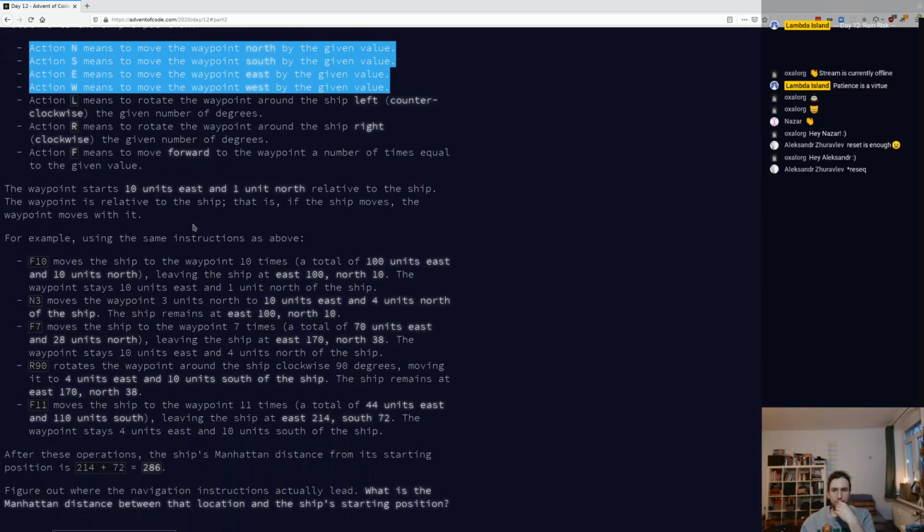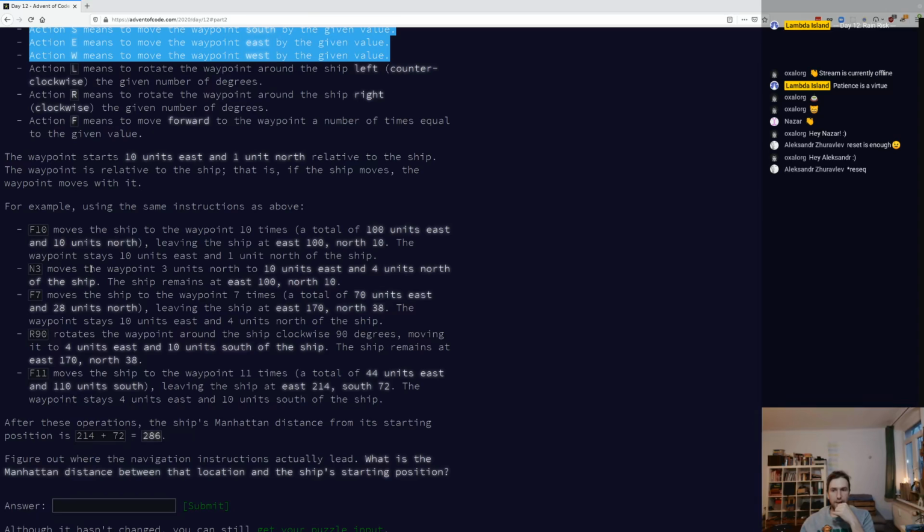F10 moves the ship to the waypoint 10 times, a total of 100 units east and 10 units north. So the waypoint starts at 10 east, 1 north, so in our encoding that would be 110. F10 means that you're basically applying that vector 10 times. What they're calling a waypoint is really just the vector that we're applying to the position of the ship.